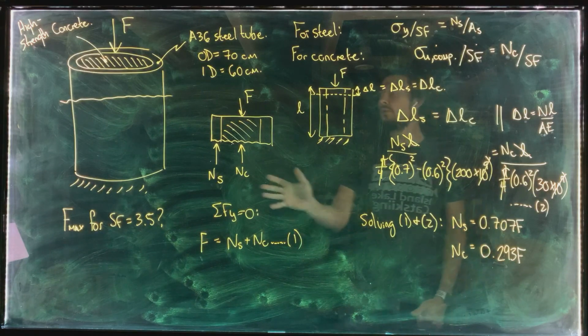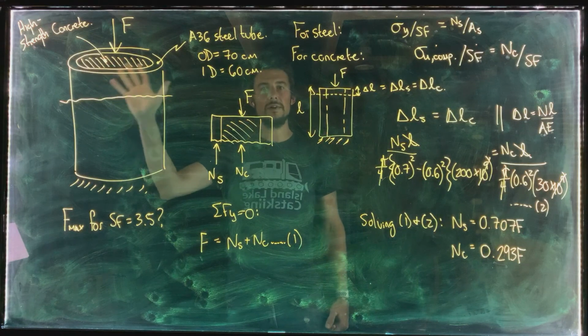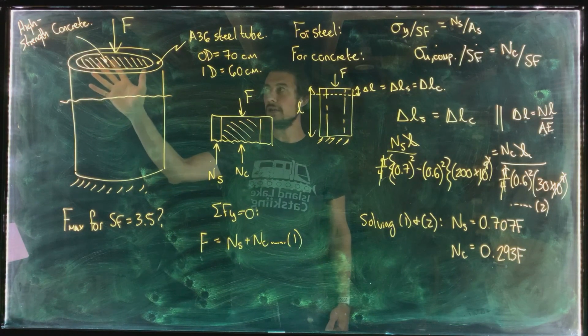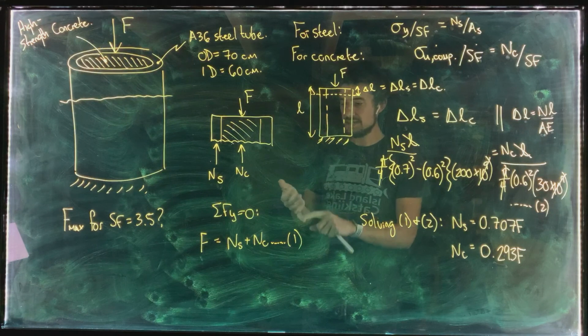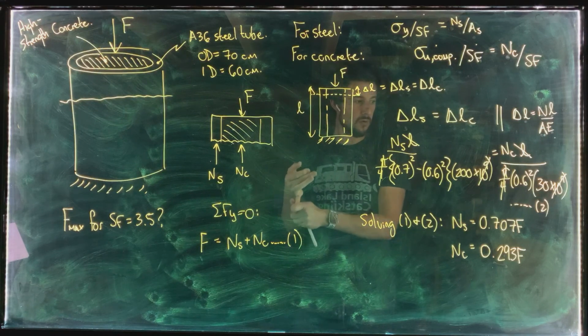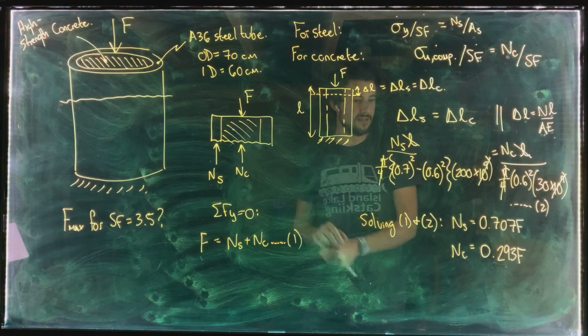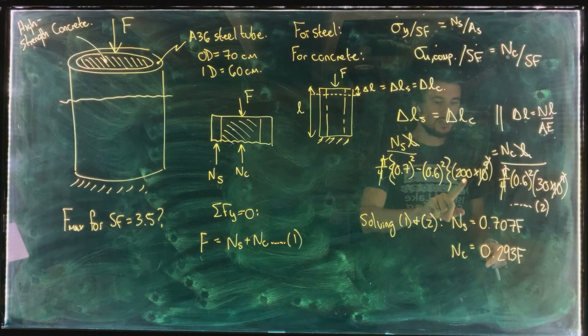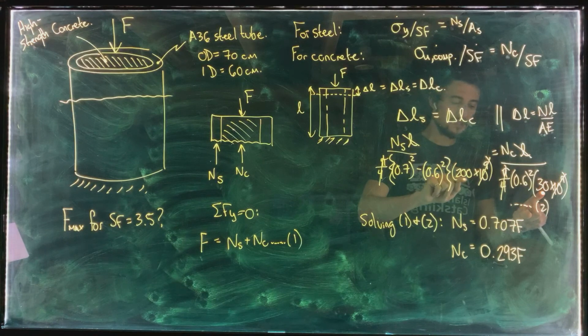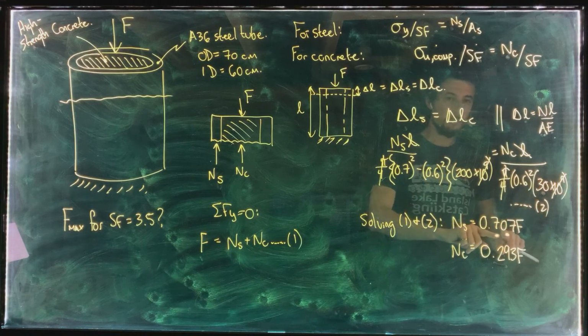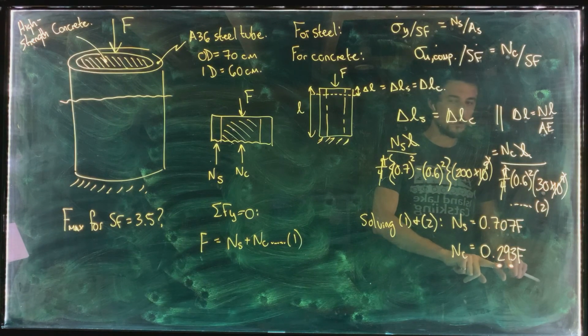And the rule of thumb, when you have two materials in parallel, both carrying some applied force, is that the stiffest member takes the most load. Stiffest meaning the one with the higher modulus of elasticity. And you can see the modulus of elasticity for steel, 200 gigapascals, is an order of magnitude higher than the modulus of elasticity for concrete, 30 gigapascals. So because the steel is considerably stiffer, it takes more of the load than the concrete, right?